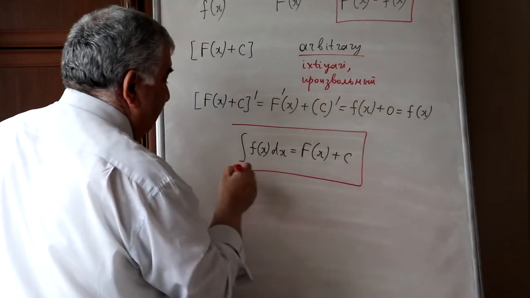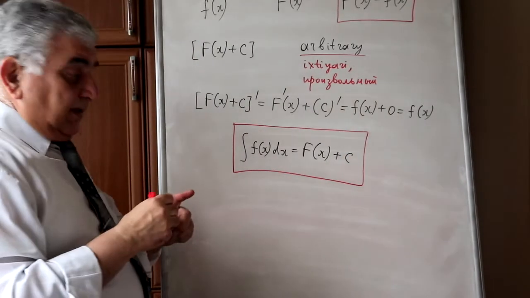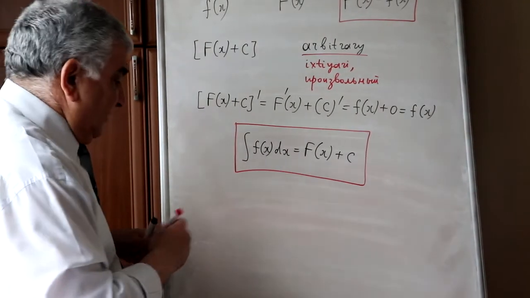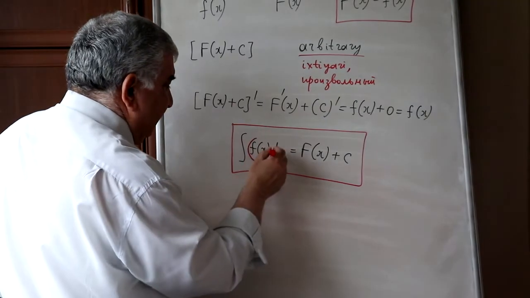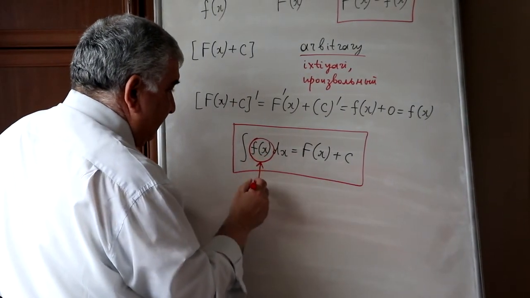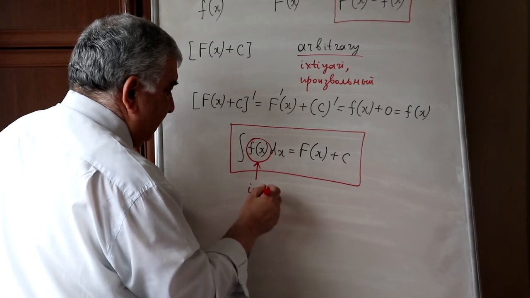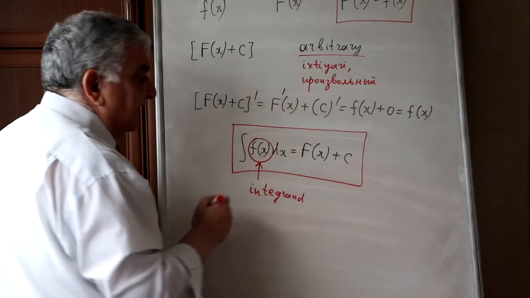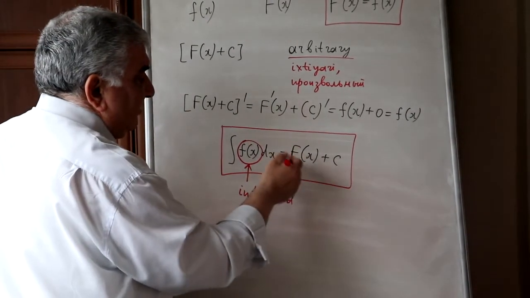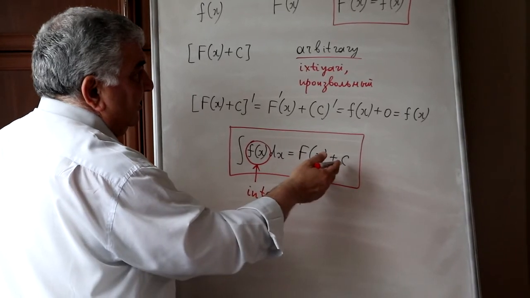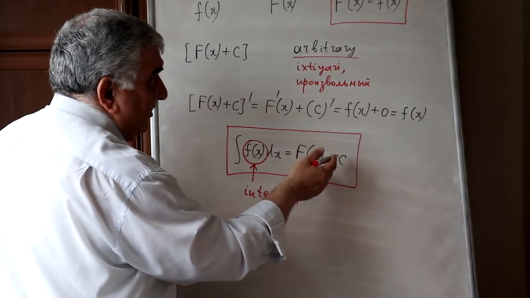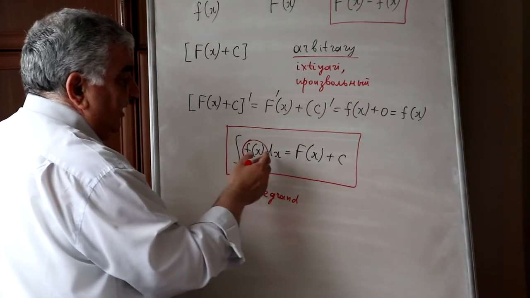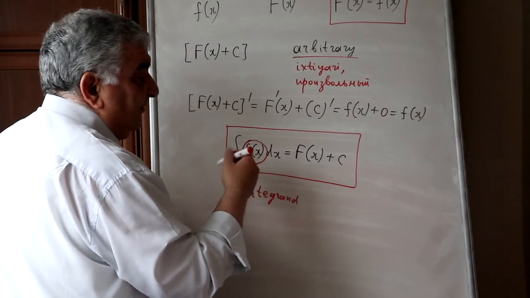Indefinite integral in Azeri it is qeyri-müəyyən integral, in Russian неопределенный интеграл. Here f of x is named the integrand, in Azeri it is integralaltı funksiya, in Russian подинтегральная функция. And f capital of x is one of the antiderivatives, and c is the arbitrary constant named the integral constant, and x here is the integral variable.